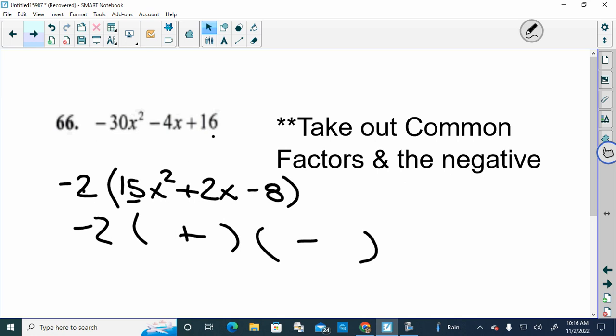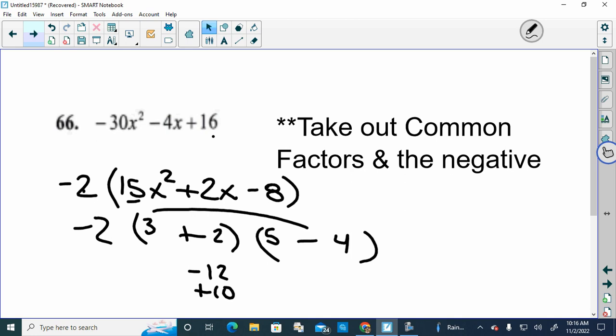Okay? So factors of 15: 1 and 15, 3 and 5. I'm going to start with 3 and 5. Factors of 8: 1 and 8, and 2 and 4. So I'm going to start with 2 and 4 to check. If I check my 2 outside ones, that would give me a negative 12. And that gives me a positive 10, which would give me a negative 2, and we need a positive 2.